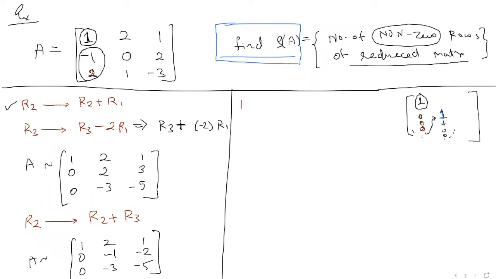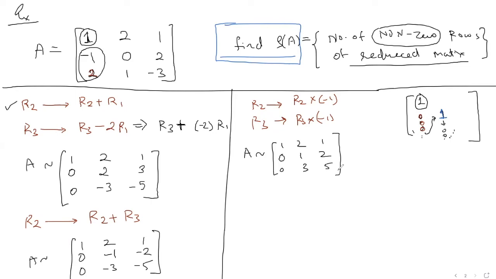Now, I will do row 2 becomes row 2 times minus 1, and row 3 becomes row 3 times minus 1. With that operation, A will reduce to 1, 2, 1. You're multiplying the second row by minus 1, so it becomes 0, 1, 2. You're multiplying row 3 with minus 1, so it will become 0, 3, 5. Nicely reduced. So we have converted this into 1.